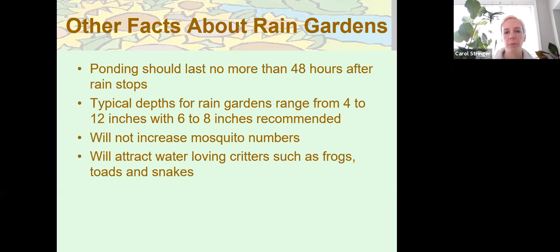A typical depth for a rain garden is going to be anywhere between 4 to 12 inches, with that middle zone of 6 to 8 being the recommended. And if it's done properly and installed properly, it's going to attract those water-loving critters like frogs and toads and maybe some snakes as well. Maybe you don't want snakes in your yard, but it's just a thought.